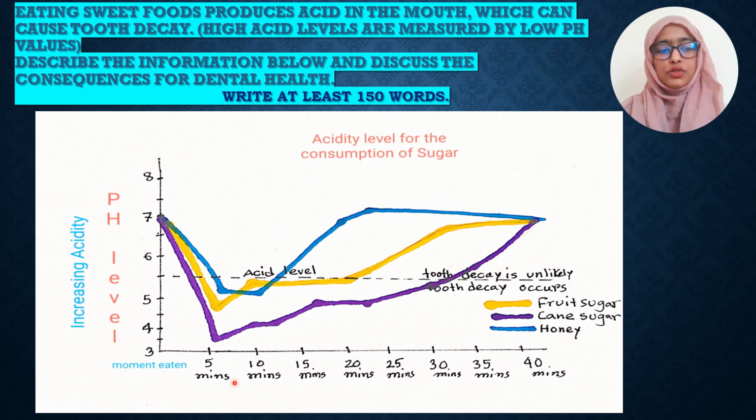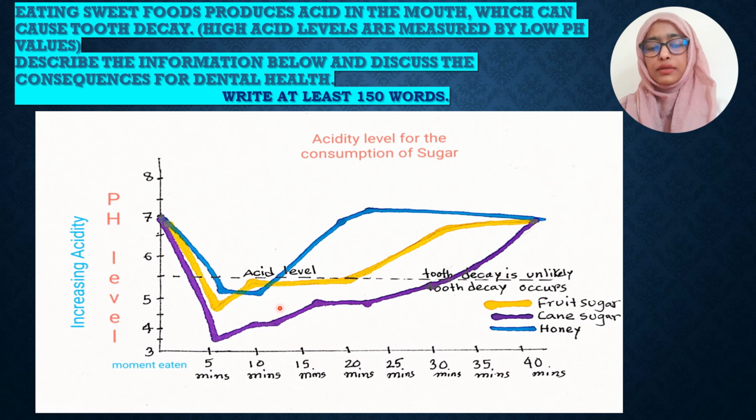Okay, there is also danger zone on the graph. I hope you can see this dot line which is between 5 to 6. I mean in 5.5. This is the danger zone on the graph where the acid level is bad for your teeth, right? I mean, if the acid level is below 5.5, the tooth decay occur, and if it is more than 5.5, the decay is unlikely. Tooth decay is unlikely, right?